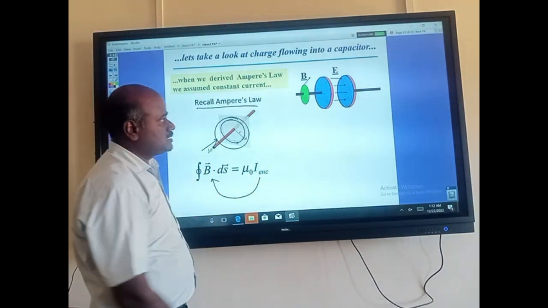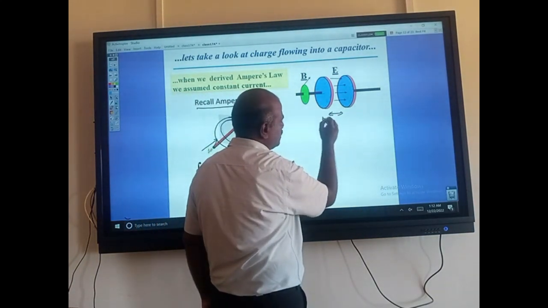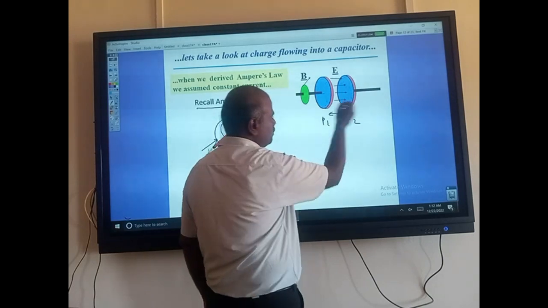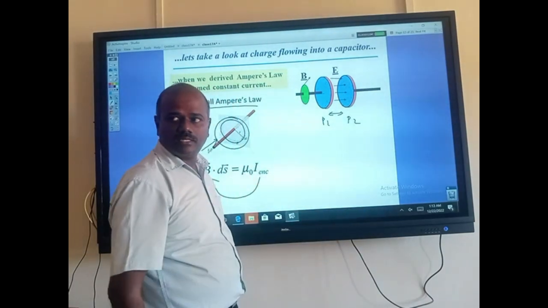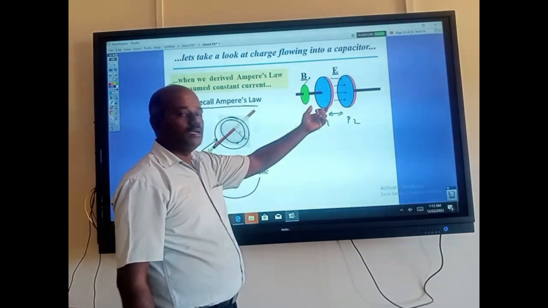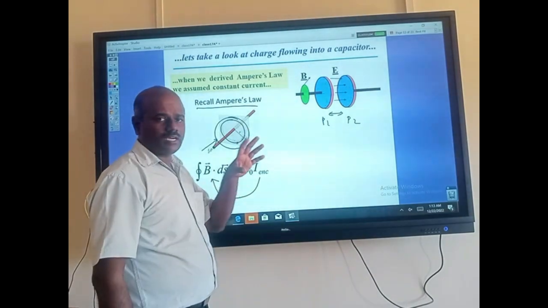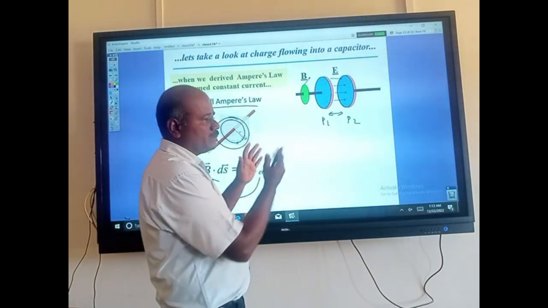I am taking a capacitor. Assume this is a capacitor, with a dielectric medium in between. This is plate 1 and plate 2. In between there are no charges at all, no free conductor, only the dielectric medium between the two plates. Now, this is the situation: how is the current flow going to take place within the capacitor?